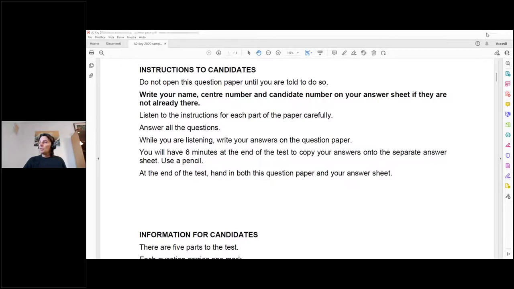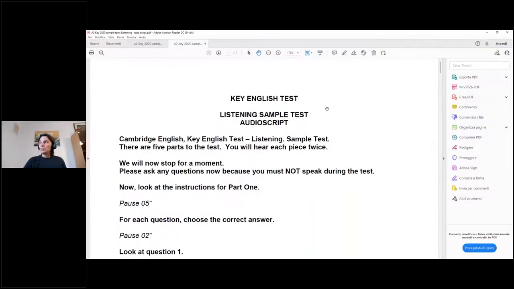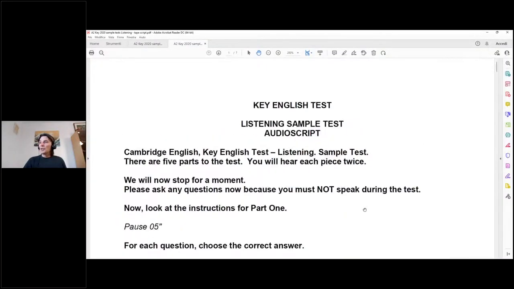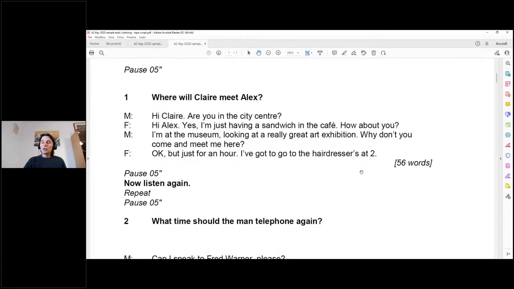Now, if you look into the mock exam folder, you're going to notice a file called listening tape script. Okay, if I open the script, I can actually see the dialogues you just heard. Right?